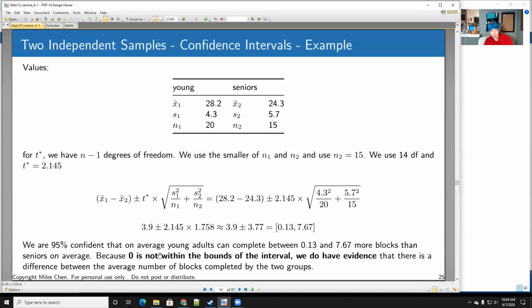All right, and so because 0 is not within the bounds of our interval, so my entire interval is above 0, we do have evidence that there is a difference in the average number of blocks completed by the two groups in the population. Okay, so we have evidence that the population means are different. If this interval went from, say, -1 to +6, then 0 would be in between -1 and +6, and I would not have evidence that there's a difference because 0 is in there. So the question is, could 0 be the value for mu1 minus mu2? And here we have evidence that 0 could not be the value.